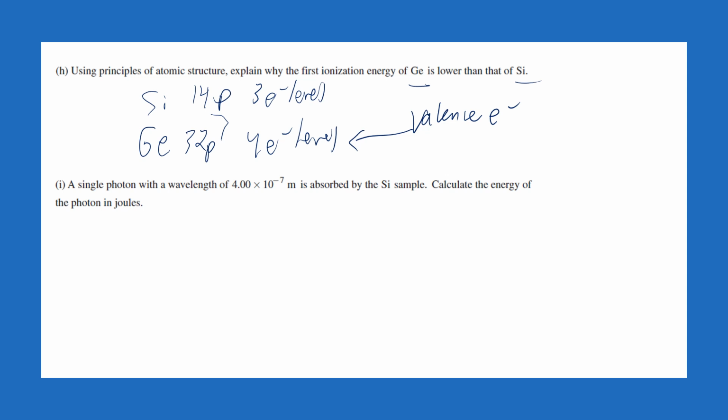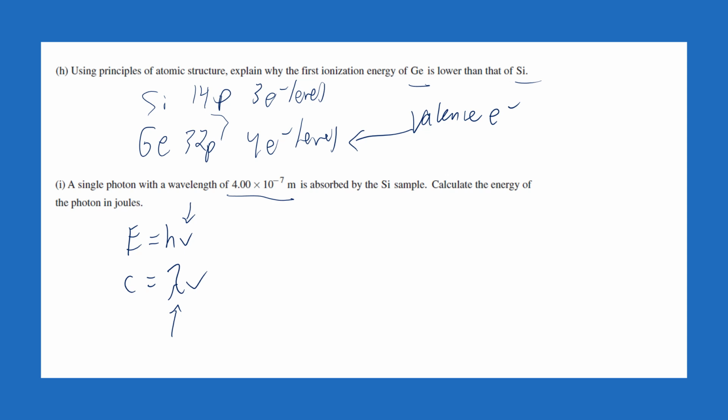And then for the last part I, and this one was a really long one, a single photon with a wavelength of this many meters is absorbed by silicon. Calculate the energy. These equations are on your formula sheet. E equals hv, where v is frequency, and c equals lambda v, where lambda is your wavelength. And again, the formulas are there, the constants are there, even what each of the variables is. It's all on your formula sheet.